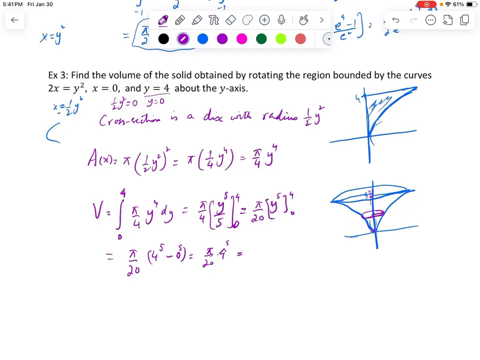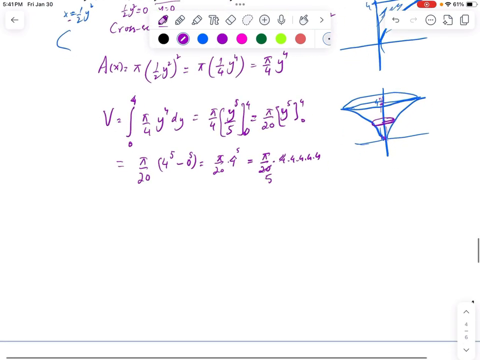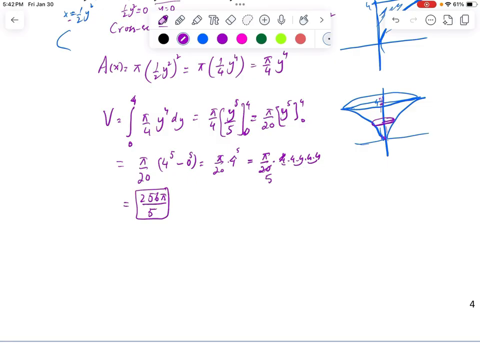So what do we get? Well, pi over 20, and let me write this as 4 times 4 times 4 times 4 times 4. One 4 cancels with the 5, and the rest of the 4s give me 256, because it's 16 squared. These two 16s multiply, 16 times 16 is 256. So 256 pi over 5. That will be the volume of this. Okay, I will stop here and do the next problems in another video.